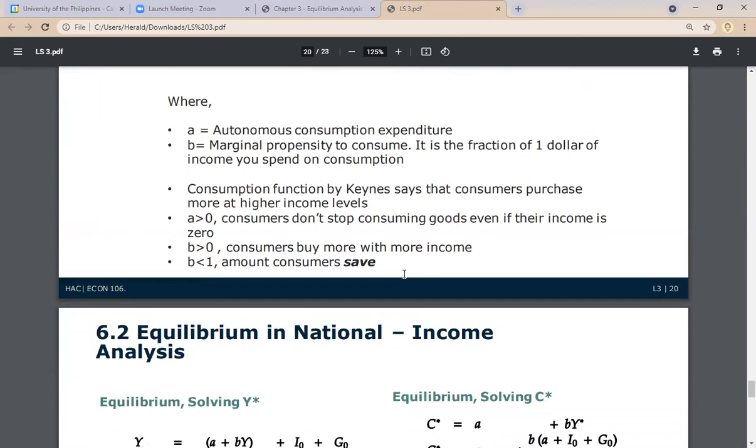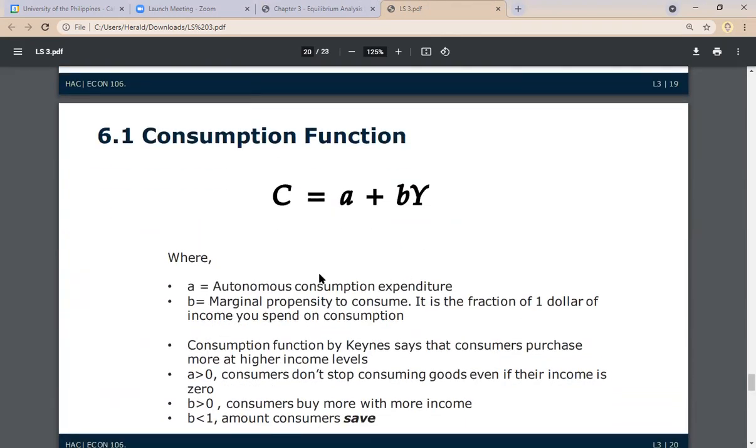When you have the consumption function, we have A here, our parameter, as our autonomous consumption expenditure. We also have our B here, which is the marginal propensity to consume. It is the fraction of $1 of income we spend on consumption. As a review as well, the consumption function by Keynes says that consumers would purchase more at higher income levels.